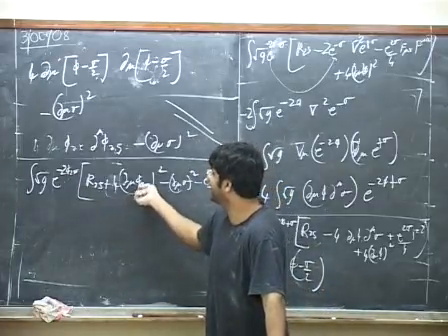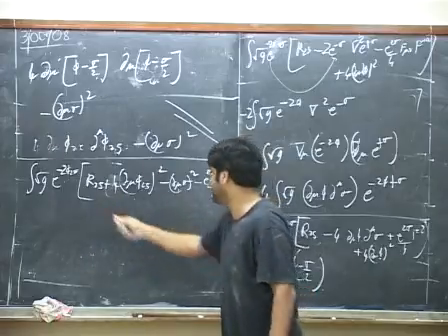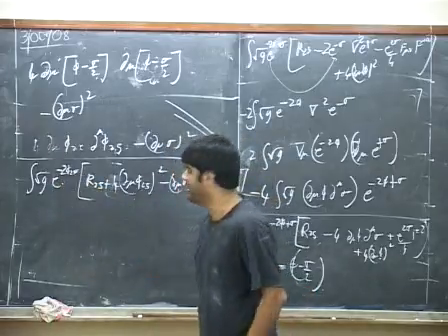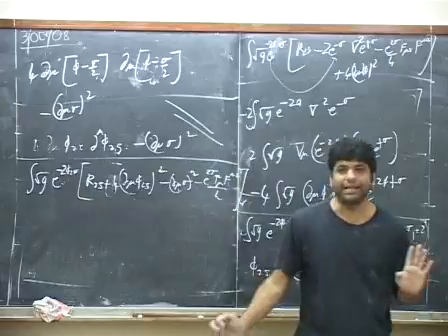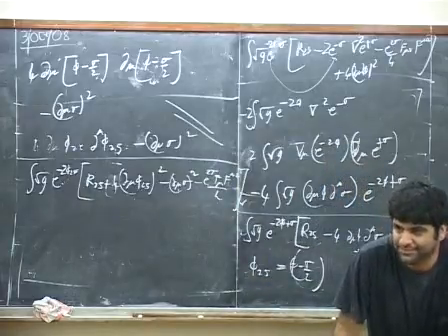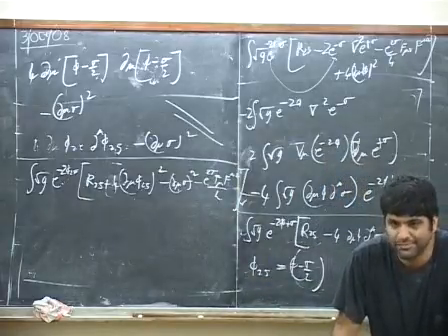But the net point is that because of this e to the power minus 2 phi 25, every field has the right sign, though it's not manifest. It's not manifest in this way.